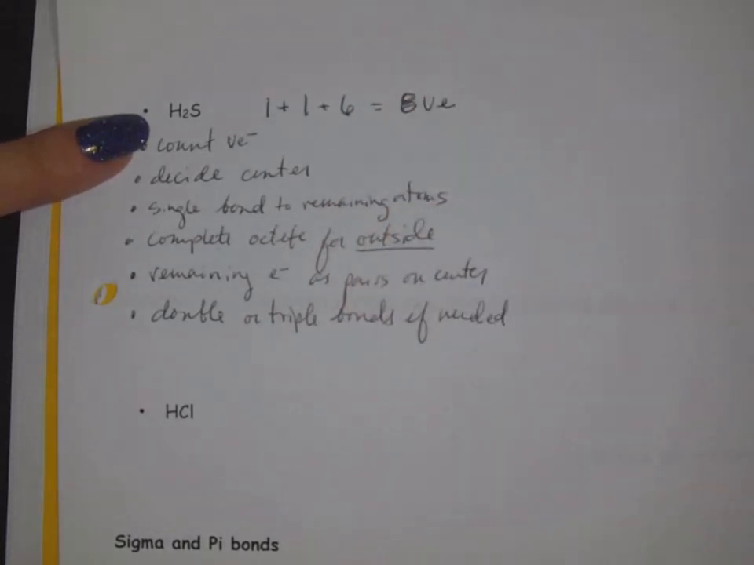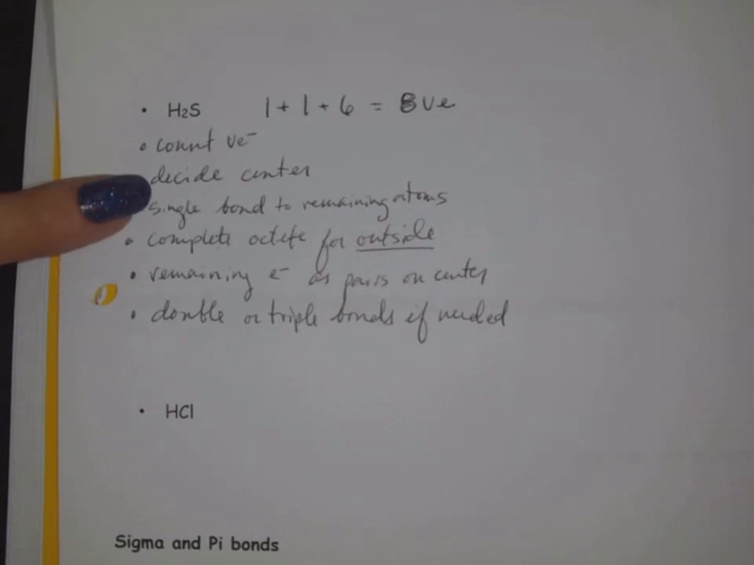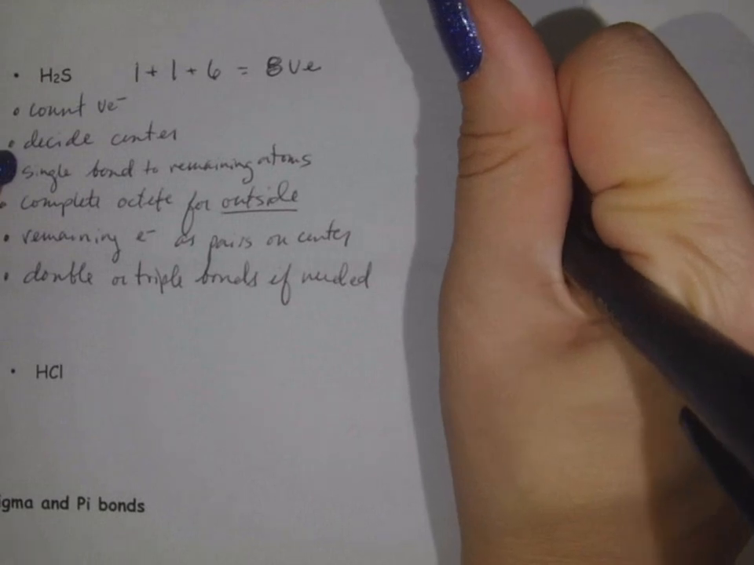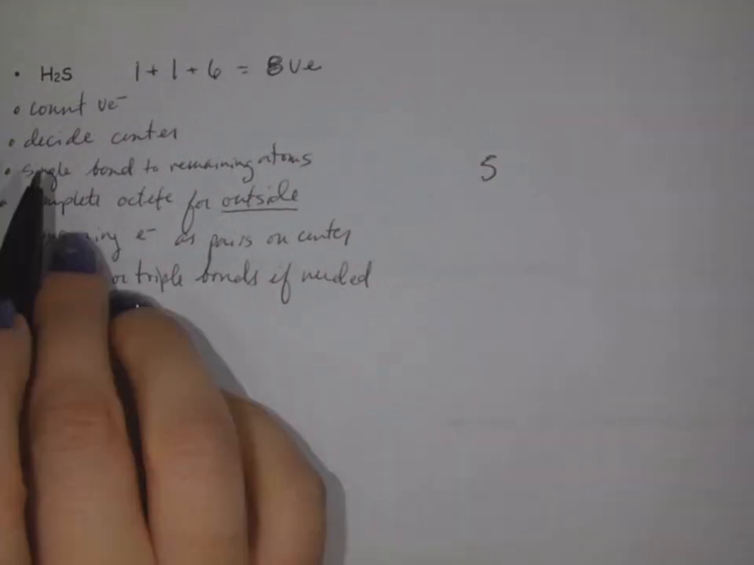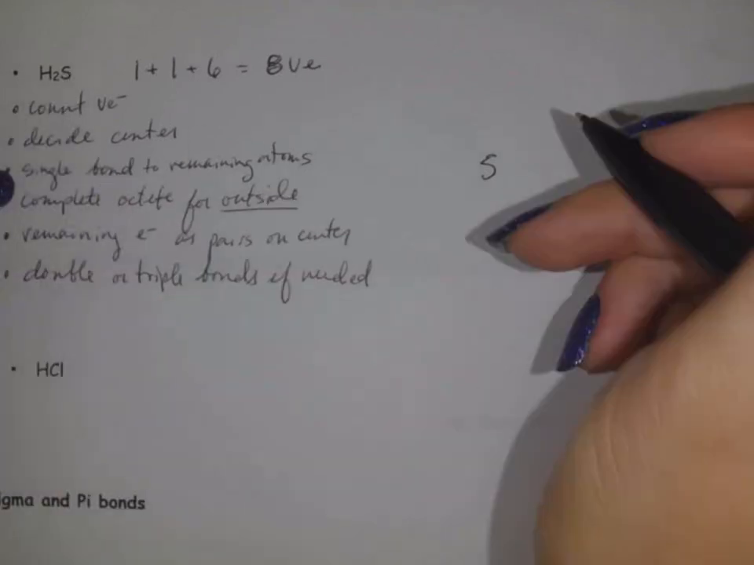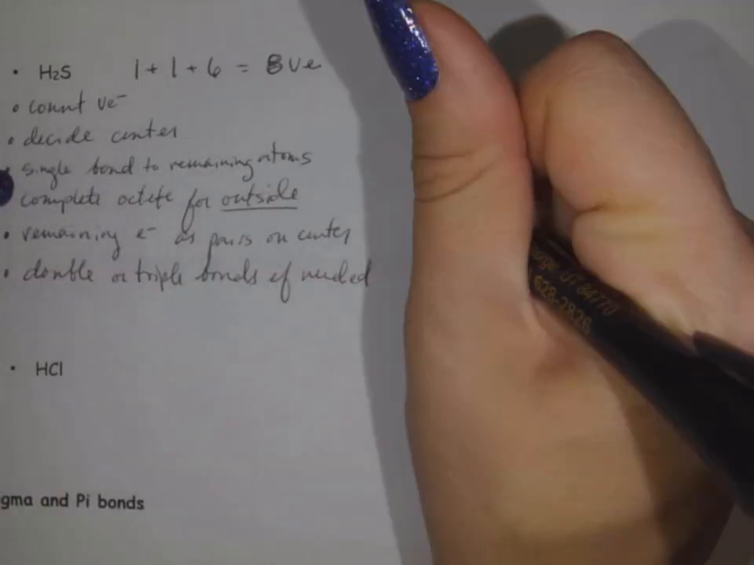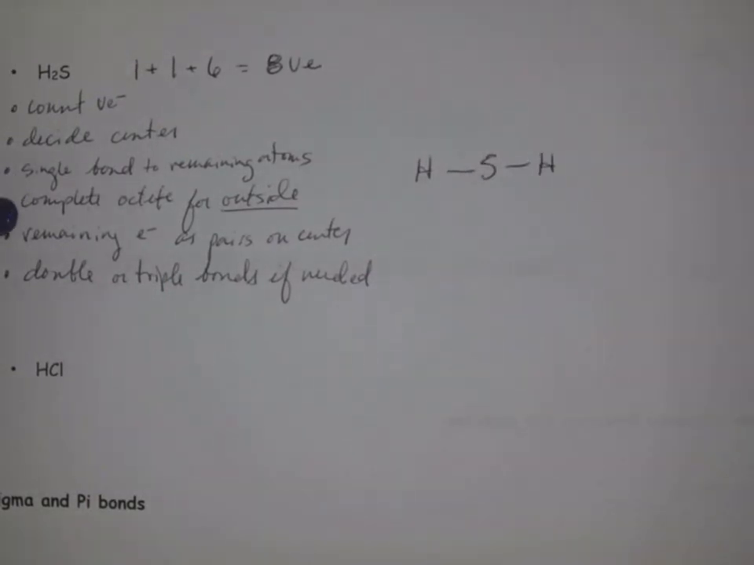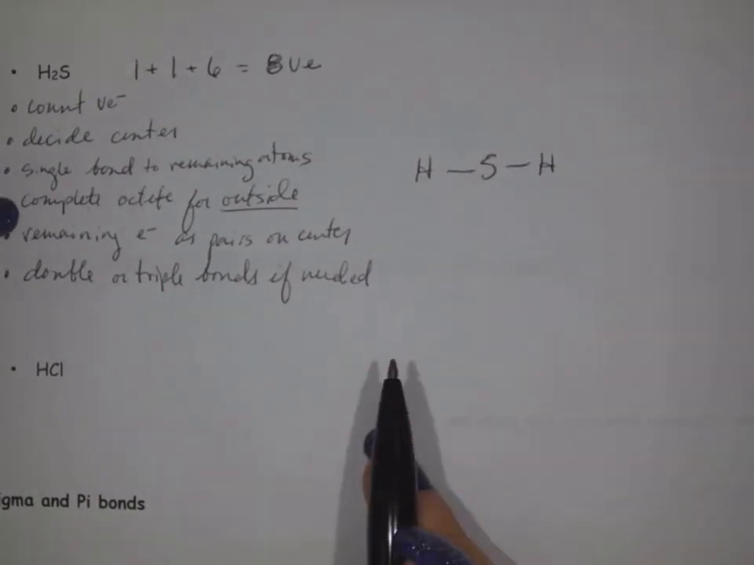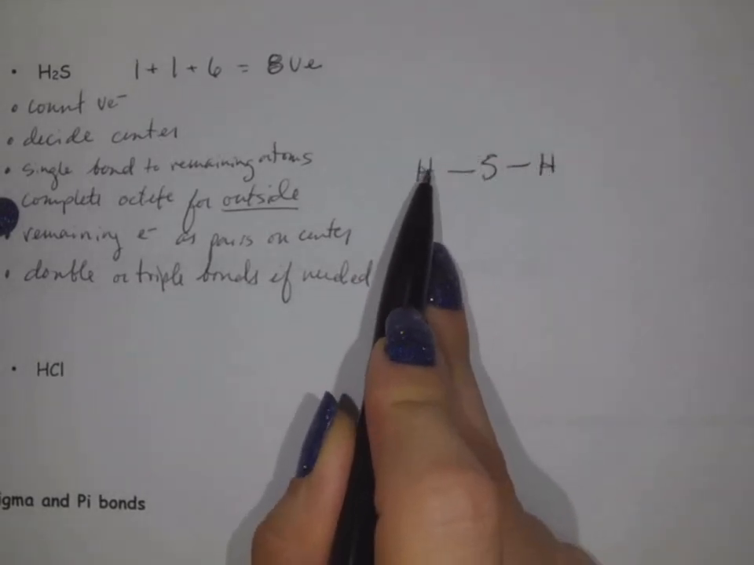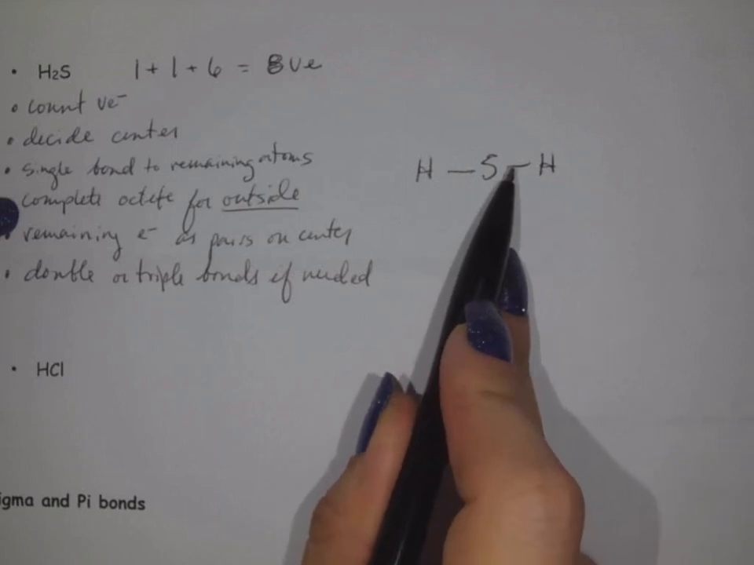Now, nature tends towards symmetry, and because of that, I'm going to put sulfur in the middle. Then I'm going to do single bonds to the remaining atoms, and what's remaining is 2 hydrogens. So I'm going to do single bonds to the other hydrogens. Now we need to complete the octet for the outside atoms. The hydrogens are the outsides. So remember, they just want a duet, and yep, each hydrogen feels like it has 2, so I don't need to do anything there.